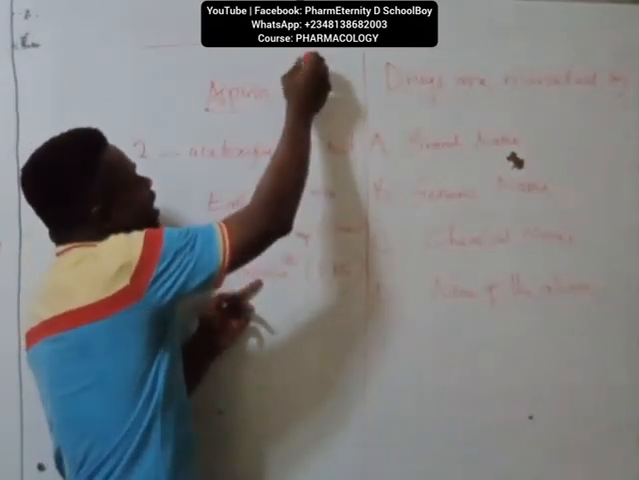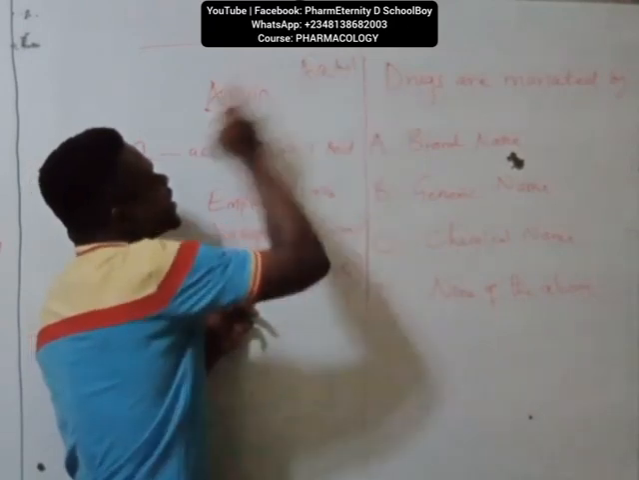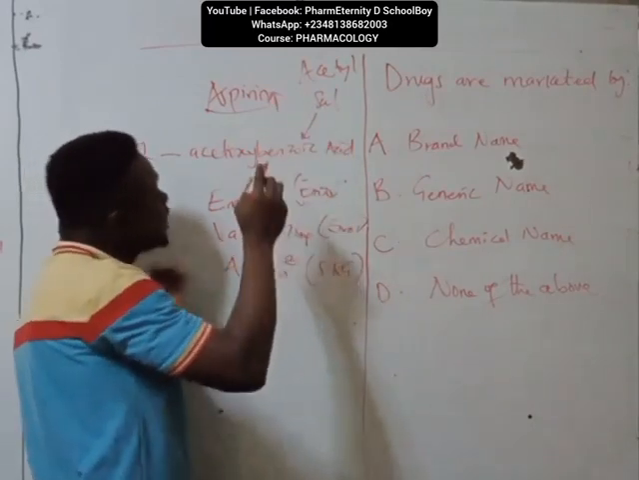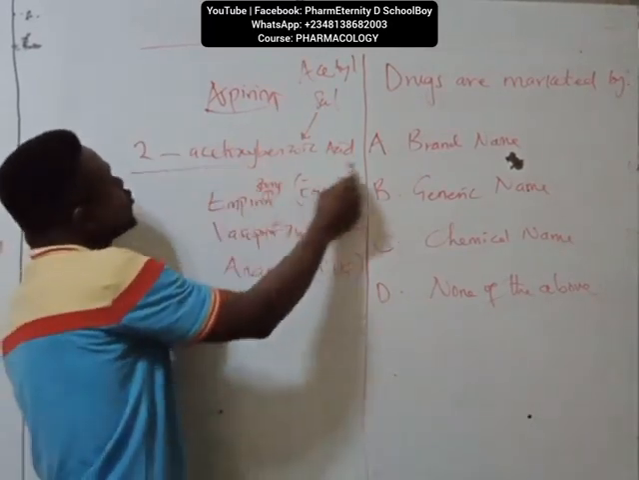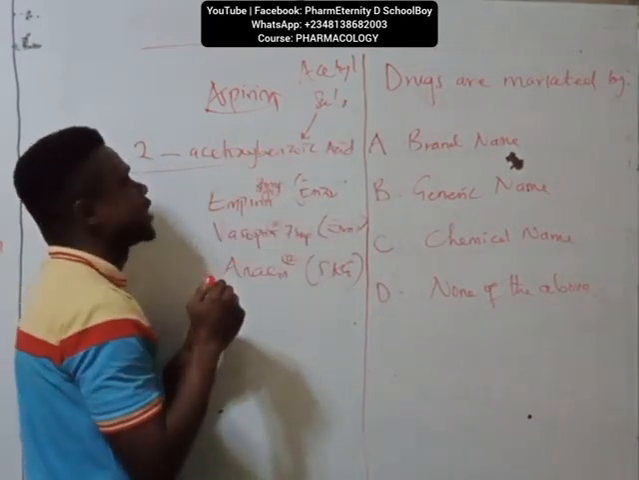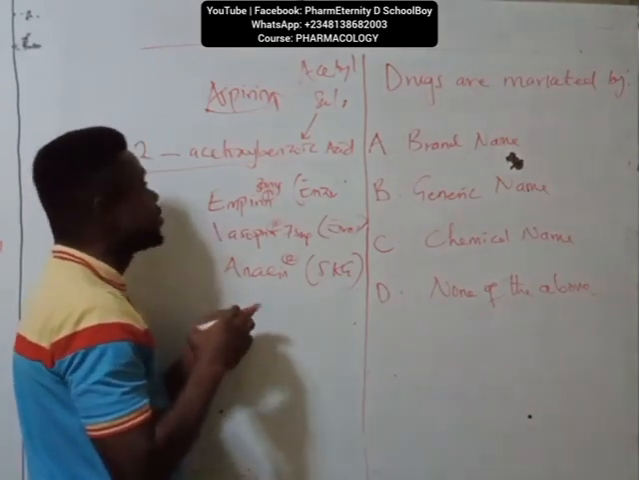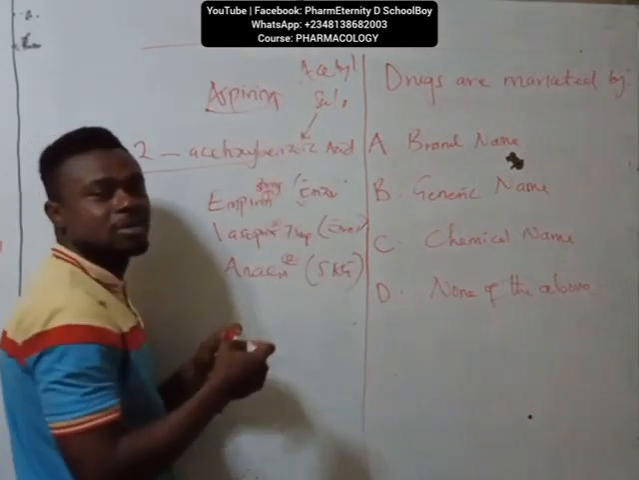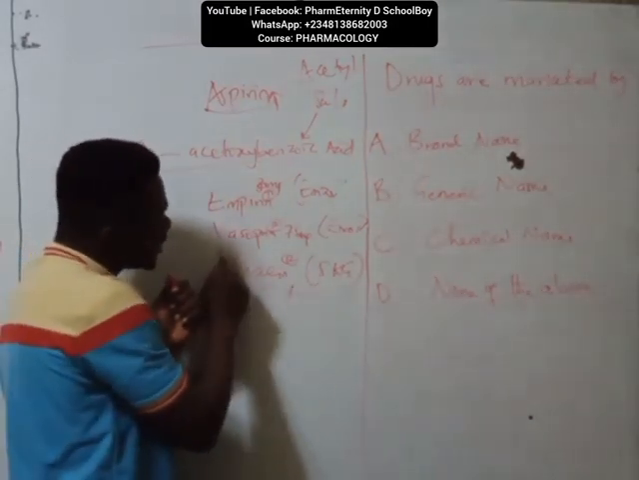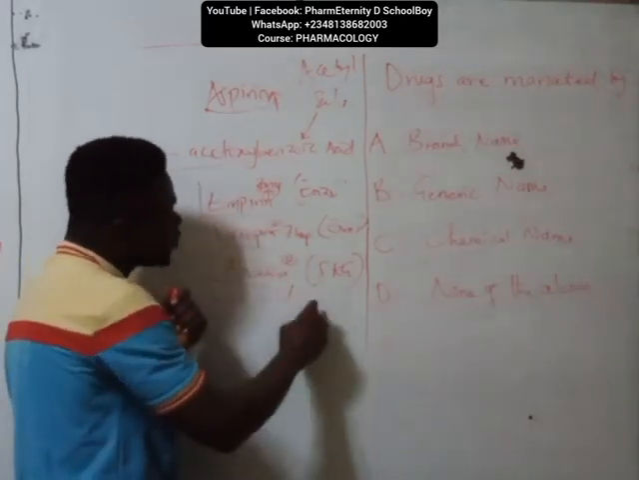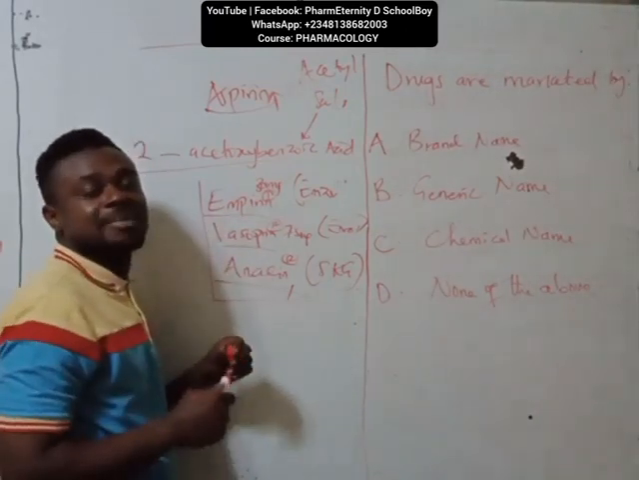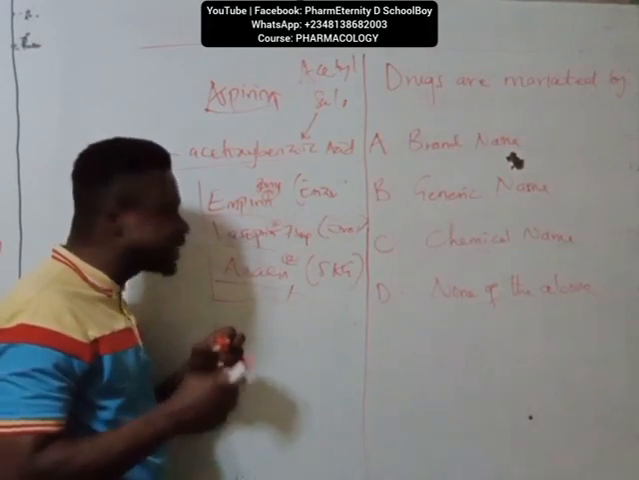Even though aspirin is even easy to call. And acetylsalicylic acid is more chemical than generic. But the real IUPAC name is 2-acetoxy-benzoic acid. This is also the chemical name. Aspirin is easier to call. But Anacin, these ones are given to the drug by the manufacturers. So they will market it with that name.